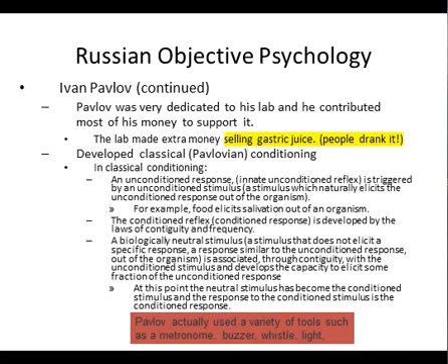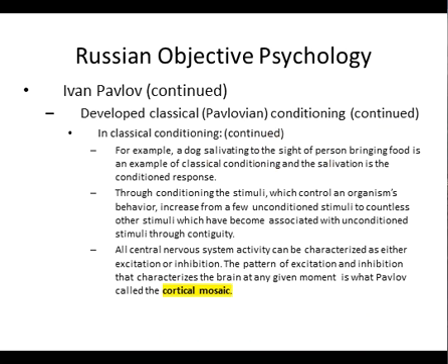So Pavlov actually used a variety of tools such as a metronome and buzzer and whistle and light in his early experimentations, exploring what would be known as classical or Pavlovian conditioning. So in classical conditioning, the dog salivating to the sight of a person bringing food is an example of classical conditioning, and the salivation is a conditioned response. Through conditioning, the stimuli which control an organism's behavior increase from a few unconditioned stimuli to countless other stimuli which have become associated with unconditioned stimuli through contiguity.